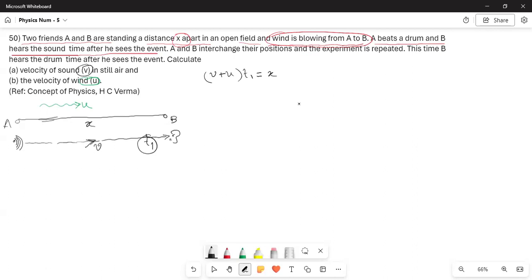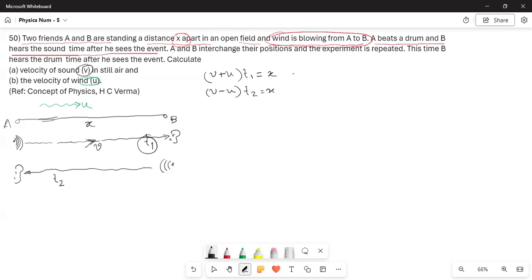Then when A and B interchange their position, then say B comes here, then sound is produced here, and the sound travels and reaches the ear here. The time taken is T2. Here, the apparent velocity of the sound will be V minus u. So the second equation is (V minus u) T2 is equal to x.